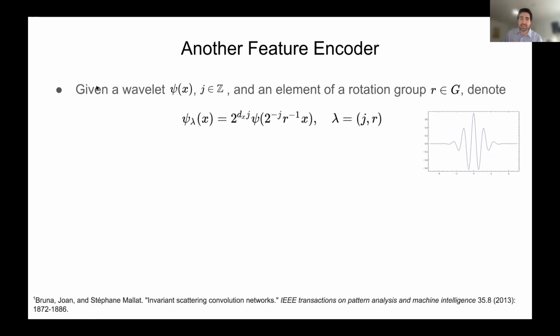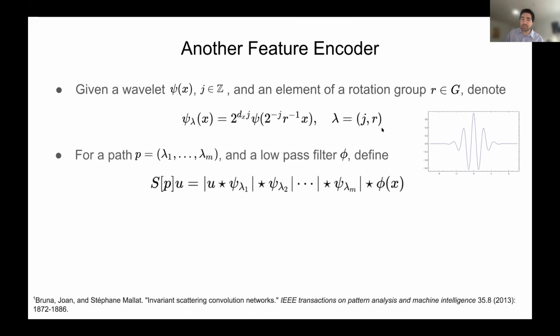For those of you who are not familiar, wavelet transforms typically take some kind of mother wavelet. It'll be some function that looks like this, and you consider various dilations of it. If you're in more than one dimension, you can also consider rotations of it. Rotations and dilations of this mother wavelet will be represented by some parameter lambda, where J represents a scale factor and R represents a rotation from some discrete rotation group. And so we can form transformed versions of this mother wavelet by considering different values of the scale factor J and this rotation R.